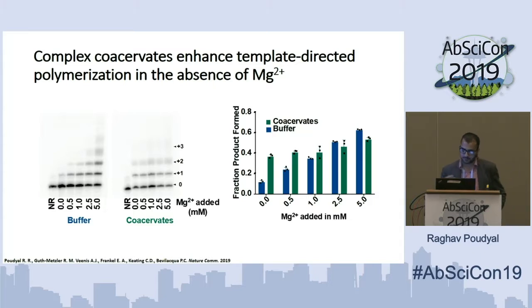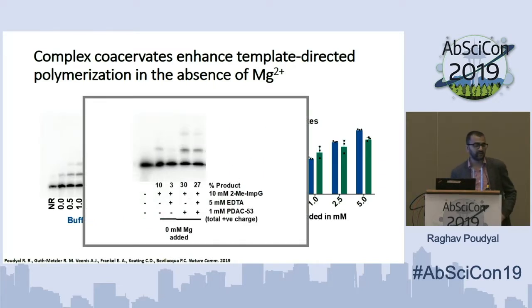To get into more detail of what was going on, we decided to add an excess of EDTA to the reaction. When we added EDTA, the very little background reaction that was happening even in the absence of magnesium goes away as well, as expected, because there might be some background divalents that the EDTA is chelating. What was really surprising was that when we added the PDAC, which is the cationic polymer that we were using to form the coacervates, we actually rescued the reaction.